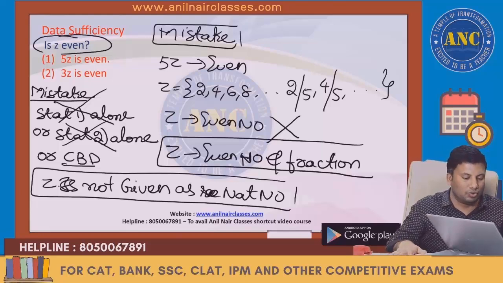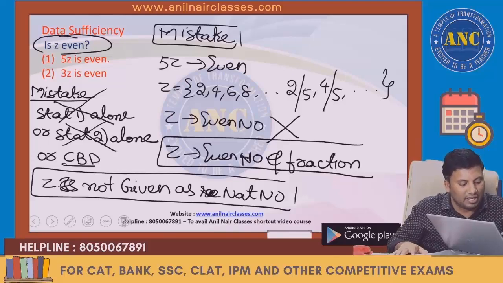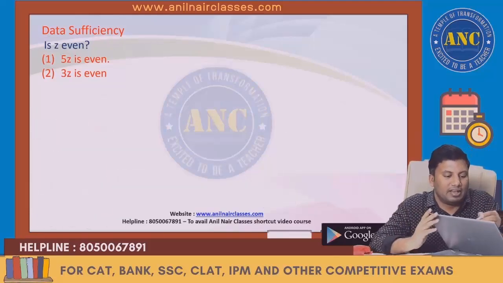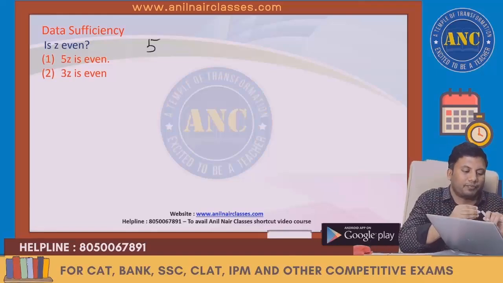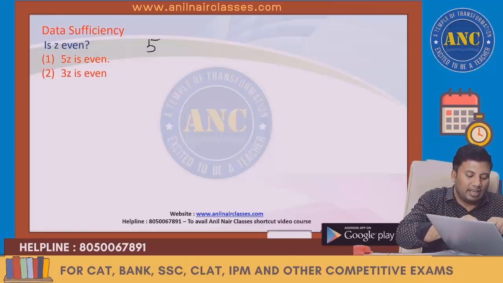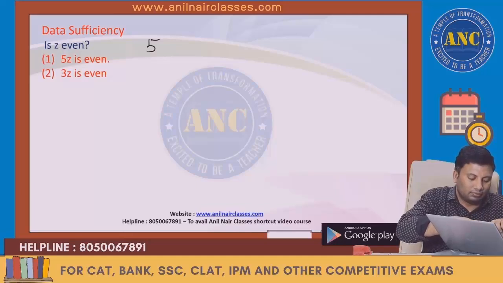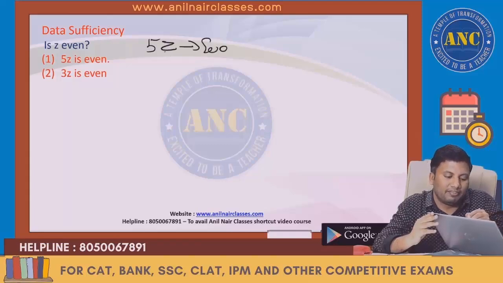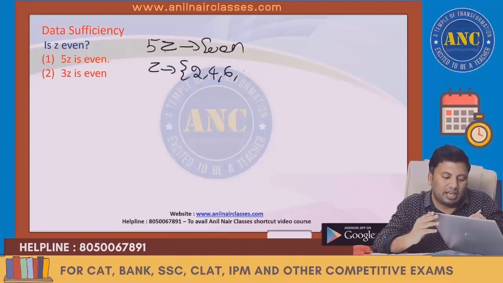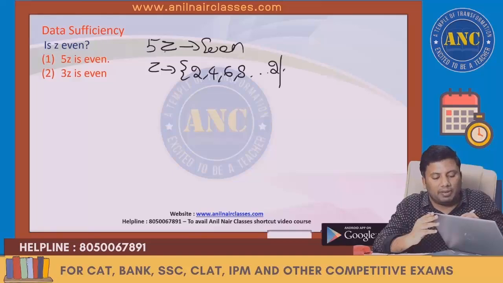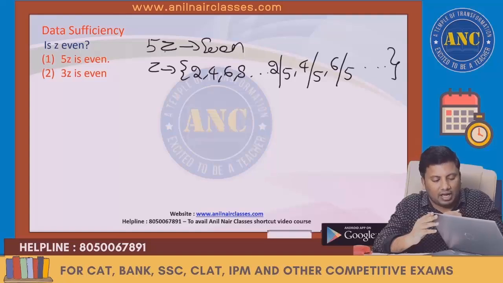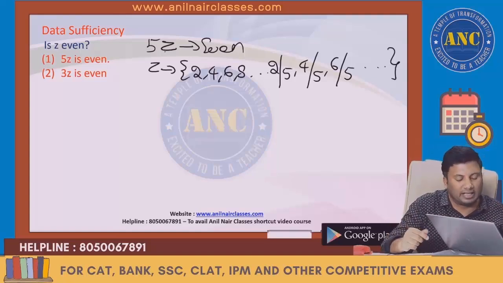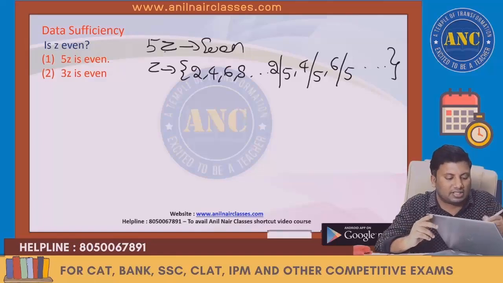Then what should we do? Listen carefully. Why cannot be determined will come. 5z is an even number. Z can be 2, 4, 6 or 8 and so on. Z can be 2 by 5, 4 by 5, 6 by 5 and so on. Multiple values I am getting. Statement 1 is giving you more than one answer.